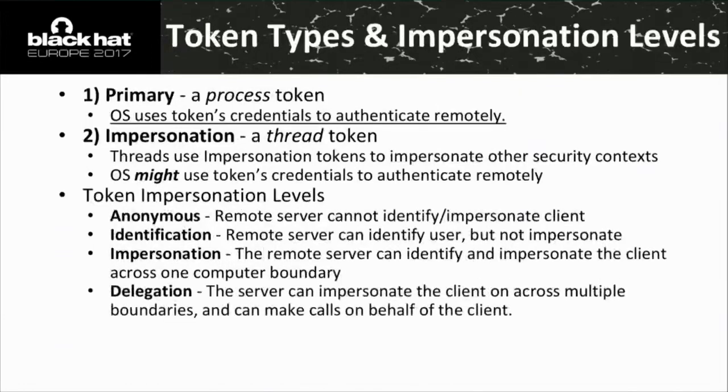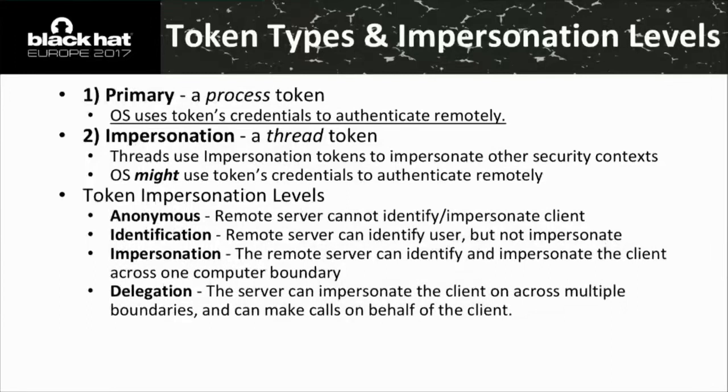Next slide. And then going back to that delegation versus impersonation concept, there's two types of tokens. There's primary tokens, and those are tokens that are applied at the process level. Every process is going to have a primary token. And then there's what they call impersonation tokens, and these are tokens that are created via impersonation, that concept I talked about. And these are going to be applied at the thread level. So an impersonation token only dictates the security context of an individual thread, not an entire process.